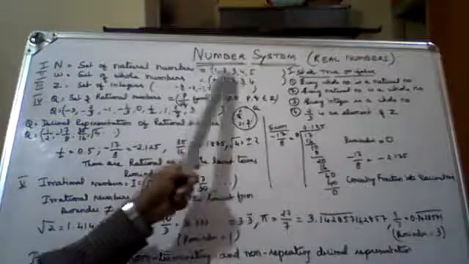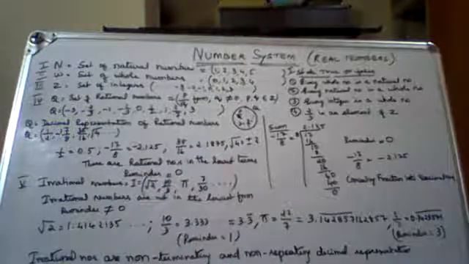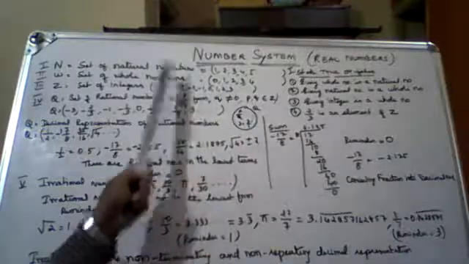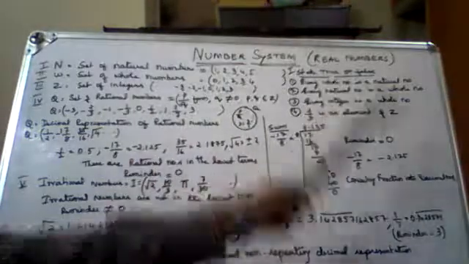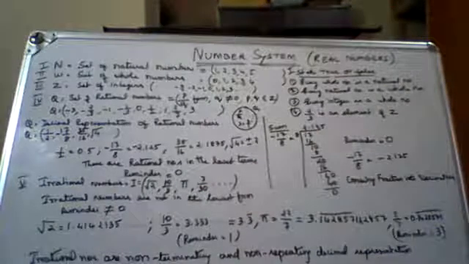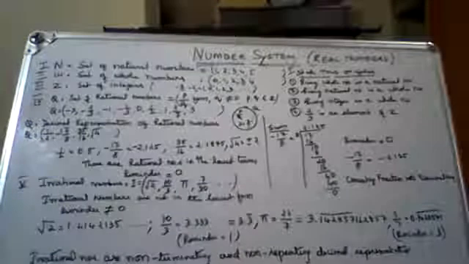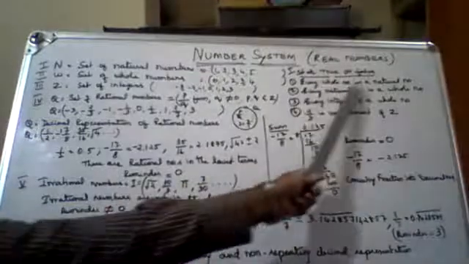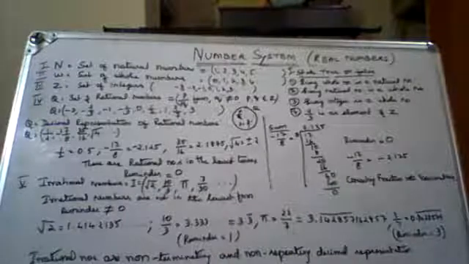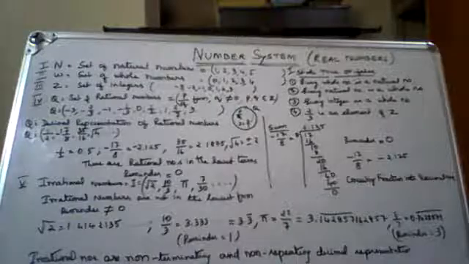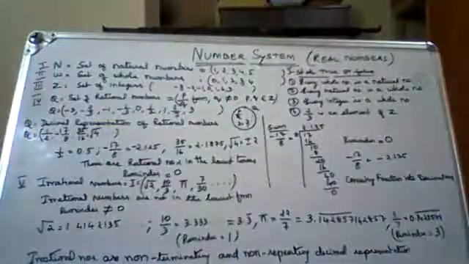2 is in both natural numbers and whole numbers. 3 is in both natural numbers and whole numbers. But 0 is only in whole numbers, not in natural numbers. So every whole number is not a natural number, because 0 is not a natural number. But otherwise it's correct. So the first question asked whether every whole number is a natural number. The answer is actually false. So I write F, which means false.